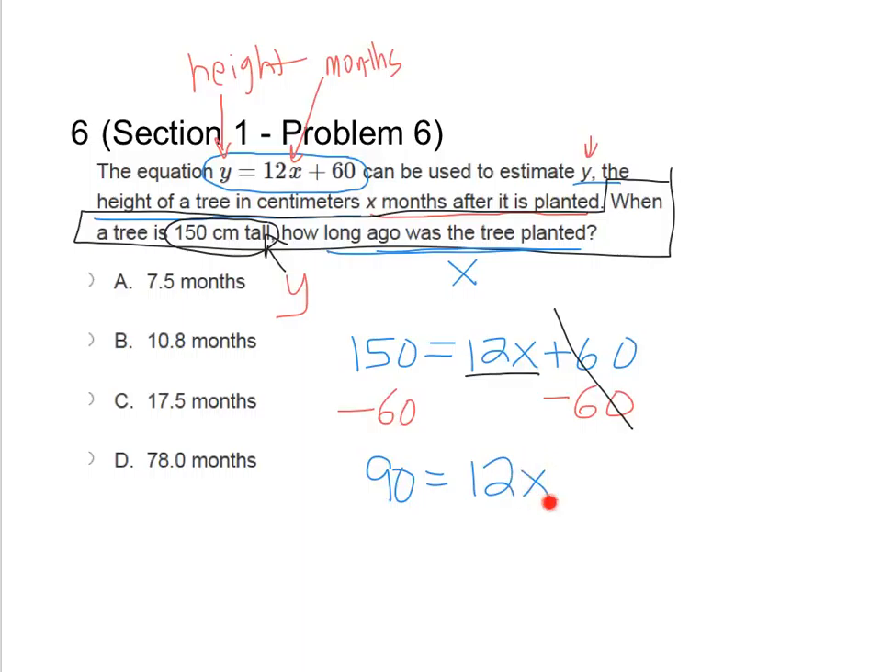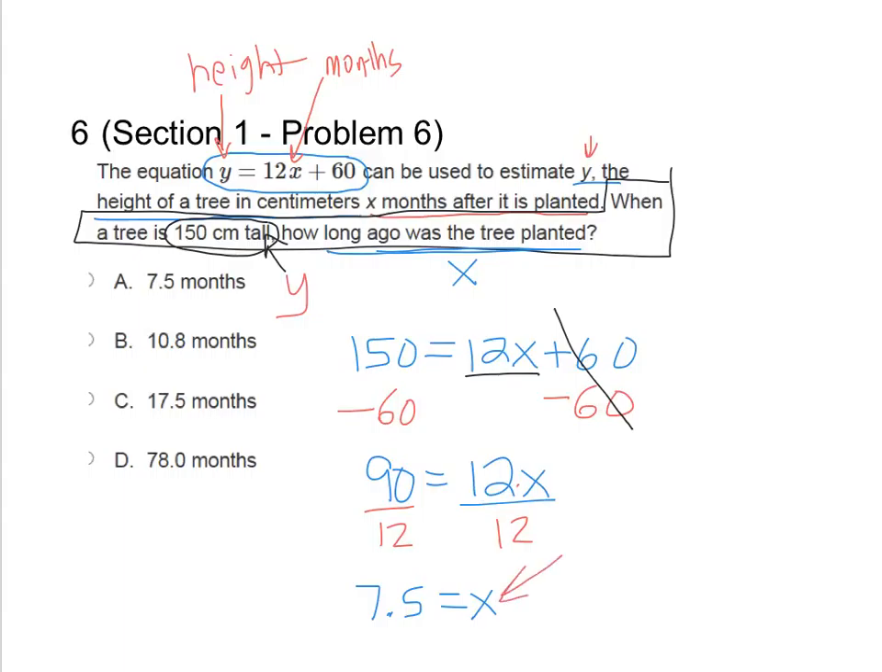Now remember, the goal is still to get x all by itself, so we need to get rid of the 12. Right now, between the 12 and the x is multiplication. So how do I split those up? I have to do the opposite of multiply, which would mean I have to divide by 12. Same as before, if I do it on one side of the equal sign, I have to do it on the other side as well. So 90 divided by 12, you can type it in your calculator. It gives you an answer of 7.5 equals x.